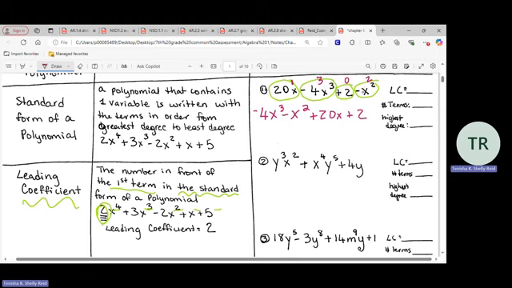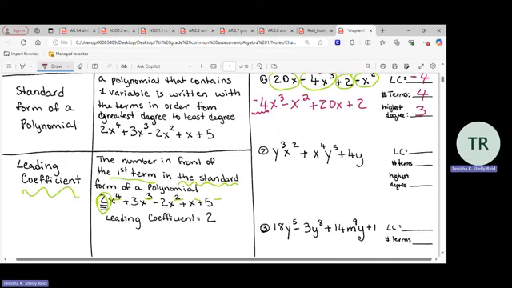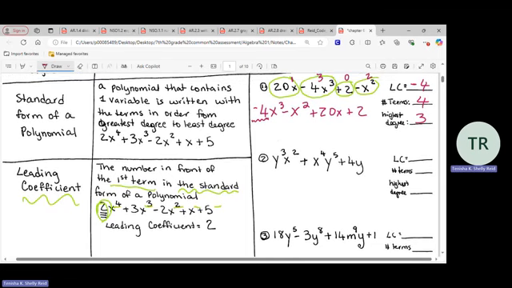Now that it's in standard form, let's answer the questions. How many terms are there? Well, we already know 1, 2, 3, 4. There are 4 terms. What is the leading coefficient? The leading coefficient is this number in front of the first term, and that is -4. The highest degree, the one in the front, is 3. Go ahead and try number 2 and number 3. You're going to go ahead and pause, reflect, and try number 2 and number 3.